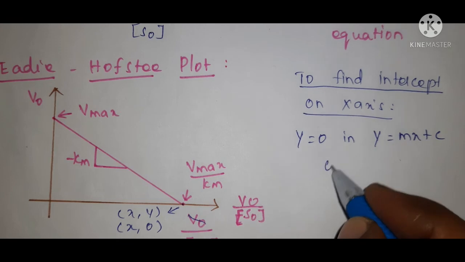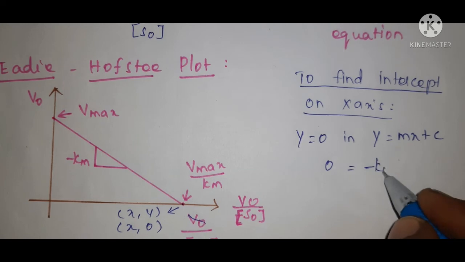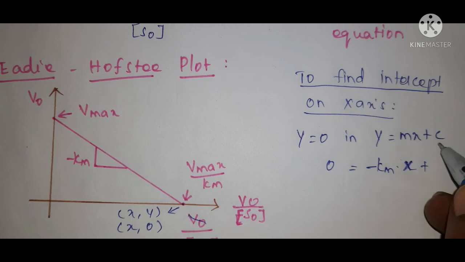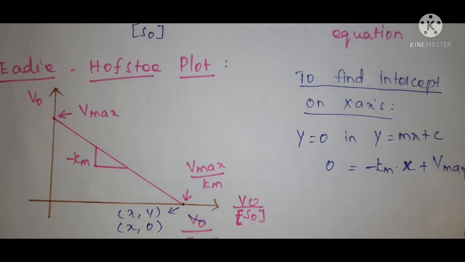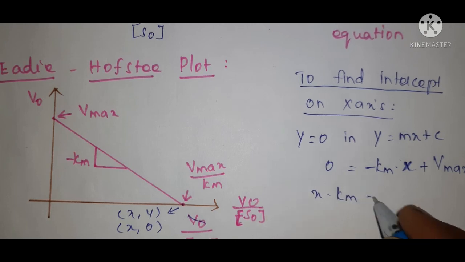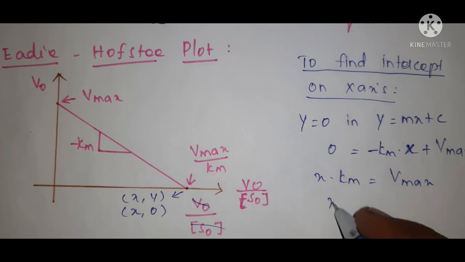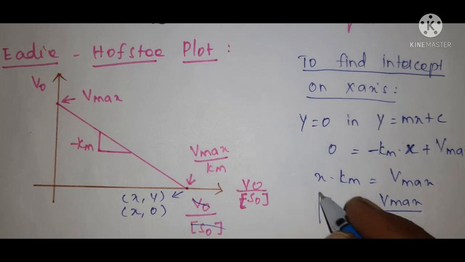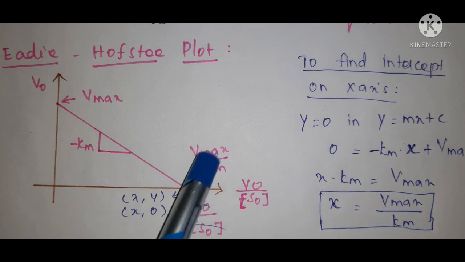So here y is equal to 0 and your slope is minus Km into x. X we have to find out, plus your intercept, which is on the y-axis, that is V max. So x into Km is equal to V max. So x is equal to V max divided by Km. This is your intercept on the x-axis, V max divided by Km.